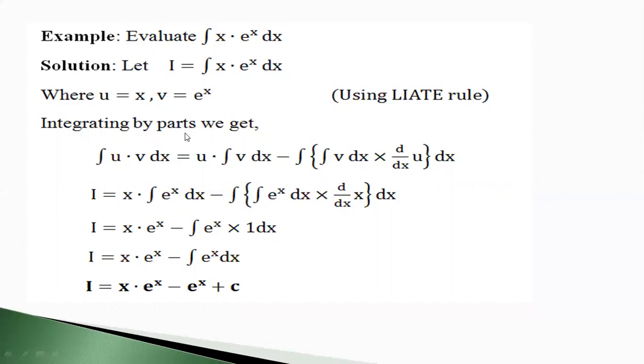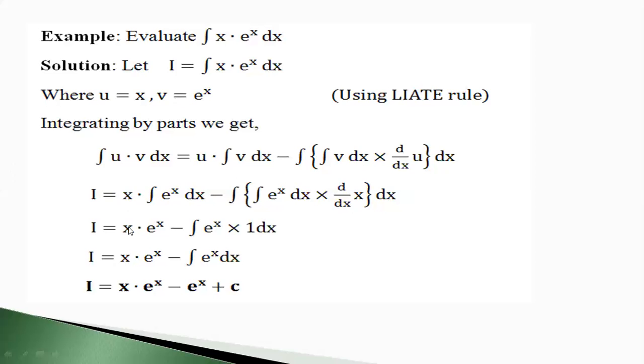Then integrating by parts, we get the formula: the integration of u into v dx is equal to u into the integration of v dx, minus the integration of, in brackets, the integration of v dx into the derivative of u, dx. Just substitute the values of u and v: I is equal to x into the integration of e raised to x dx, minus the integration of, in brackets, the integration of e raised to x dx into the derivative of x, dx.